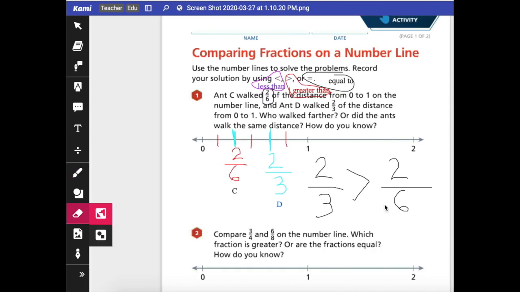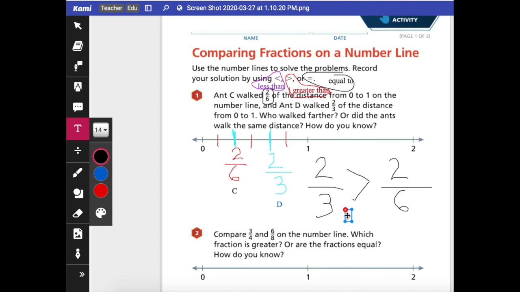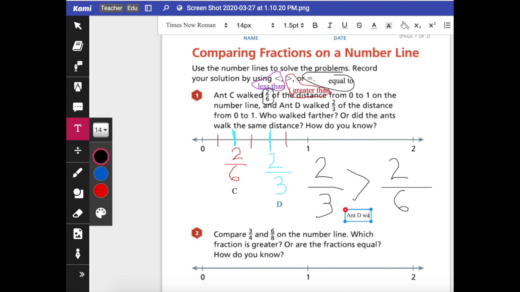The question isn't asking me to compare, it's asking me who walked farther. So here is what proves how I figured out who walked farther, and then I need to answer the question by writing Aunt D walked farther.